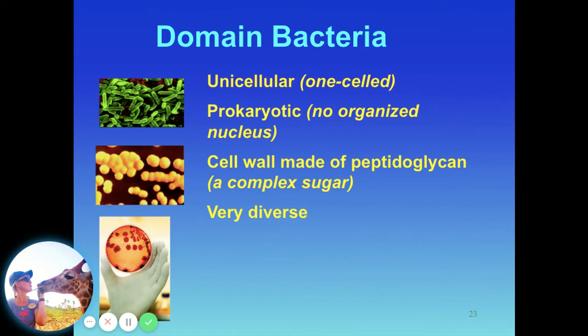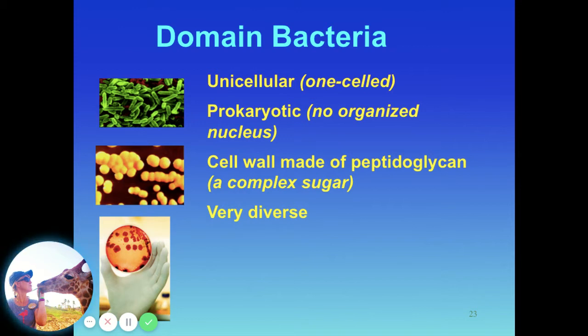So these are the things that you're going to want to write under the flap of your foldable. And if you don't know what these words mean, you're also going to need to write a definition. So we're going to see a lot of our Latin and Greek root words. And hopefully by practicing them earlier in this unit, you'll feel a little bit more comfortable with new words as you come across them. So the first trait of domain bacteria is that they are all unicellular, meaning they have one cell. They are prokaryotic, meaning they have no organized nucleus. And they have a cell wall that protects them on the outside, made of a complex sugar called peptidoglycan.